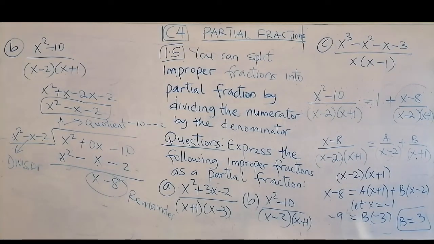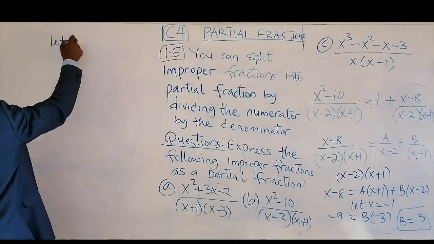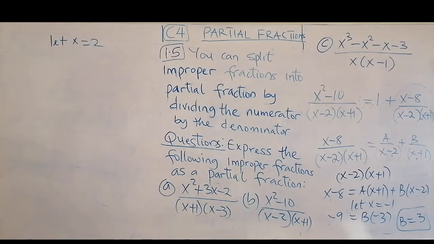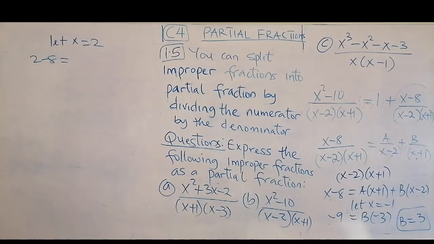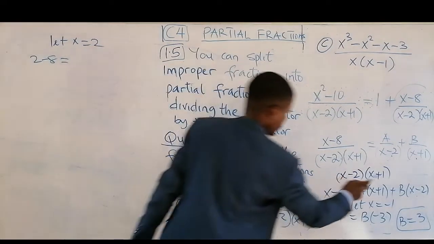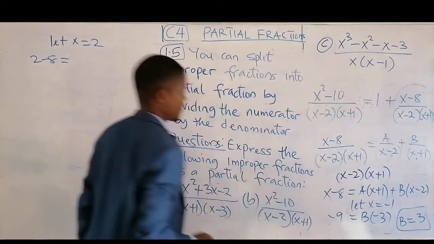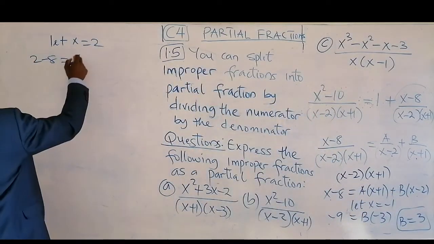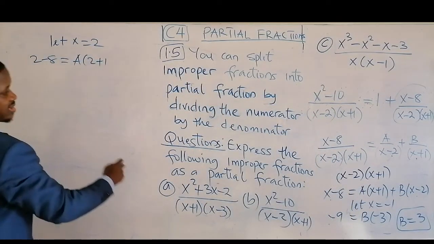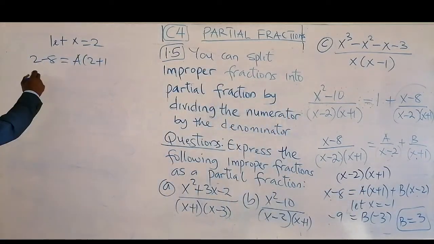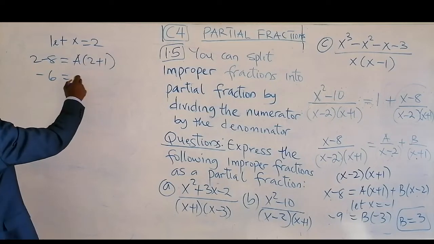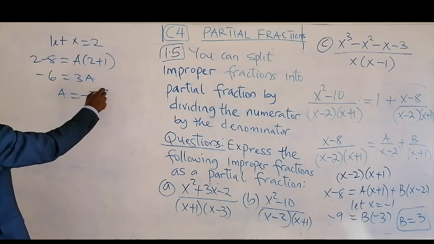B is 3. Then the next thing we can do now, let x be 2. Then in that case, we're going to have 2 minus 8 equal to, if we substitute 2, b we cancel here, and we can have a 2 plus 1. This is 2 plus 1, that's 3. So I'm going to have minus 6 equal to 3a. So a is minus 2.